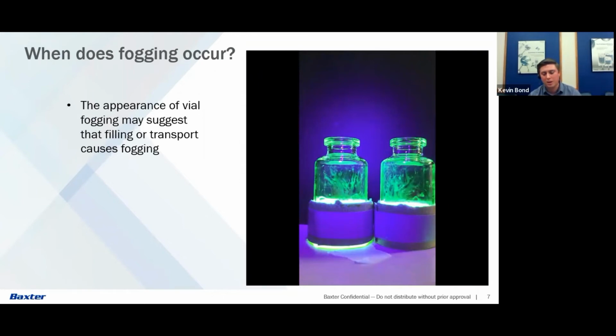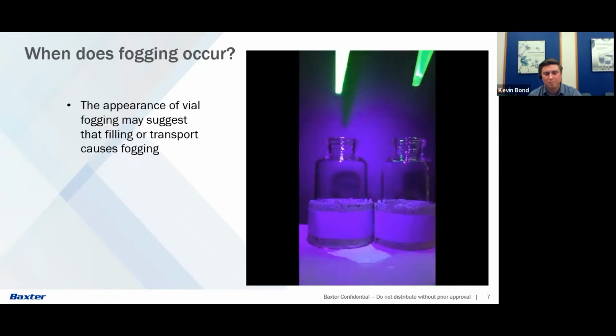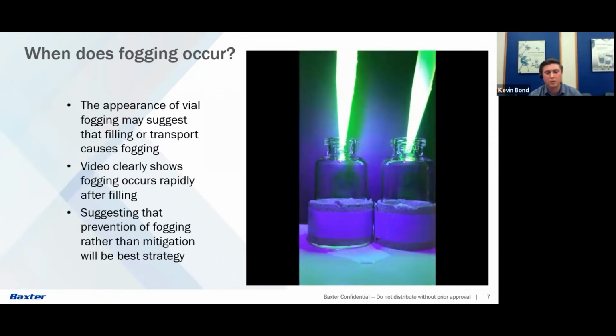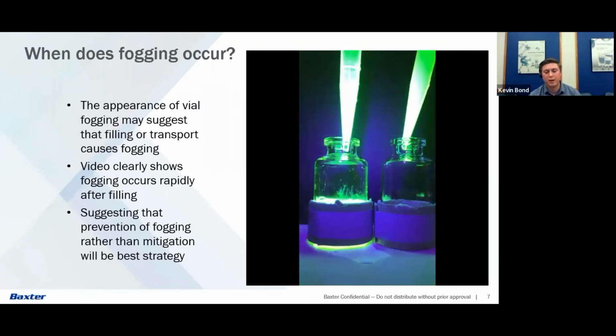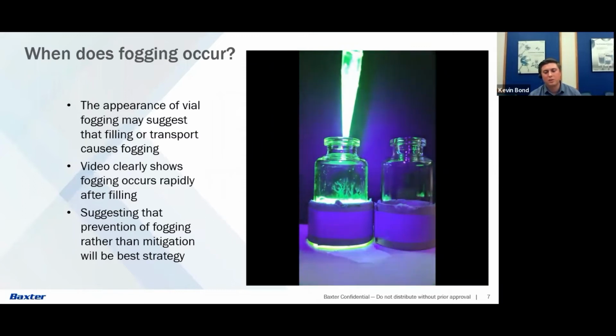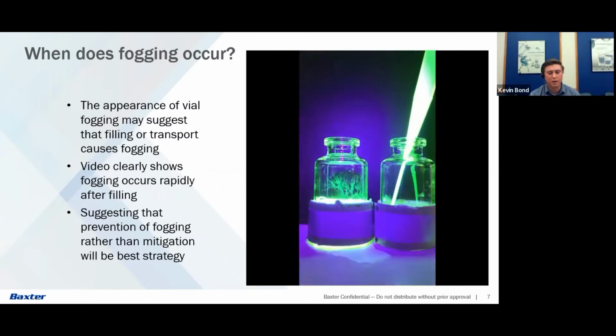And that means, given that this creep of solution happens within seconds of the solution entering the vial, that strategies to prevent vial fogging in the first place, rather than attempting to take steps to reduce it later, like processing conditions of your lyophilization cycle, would be more effective to eliminate vial fogging concerns.